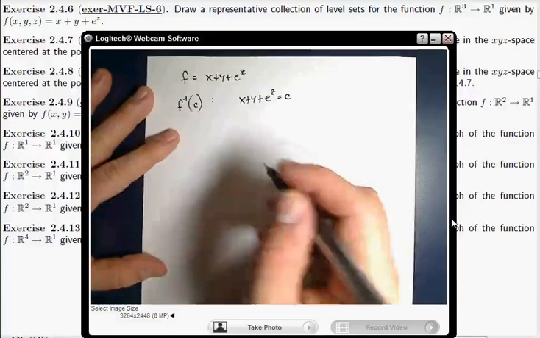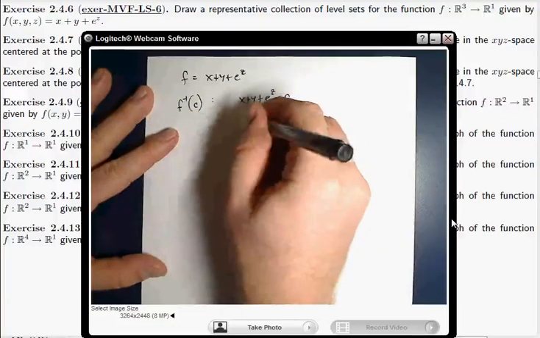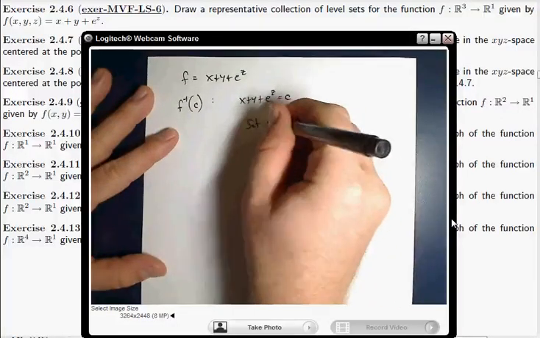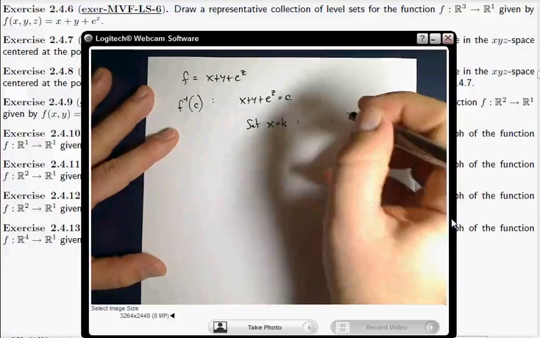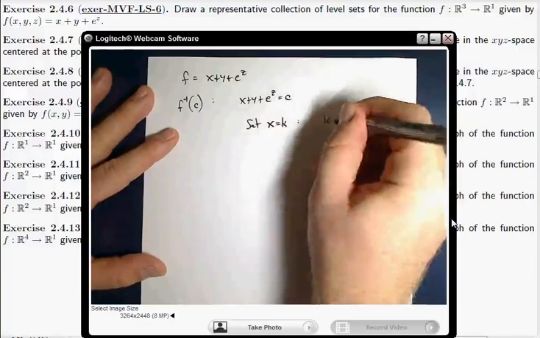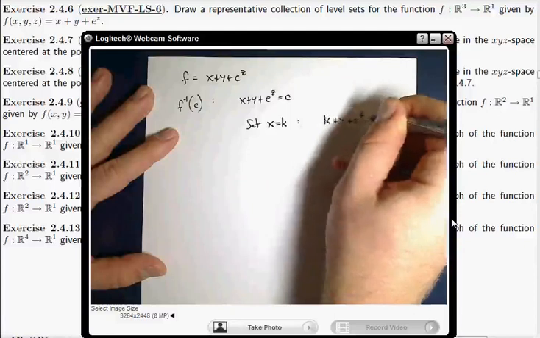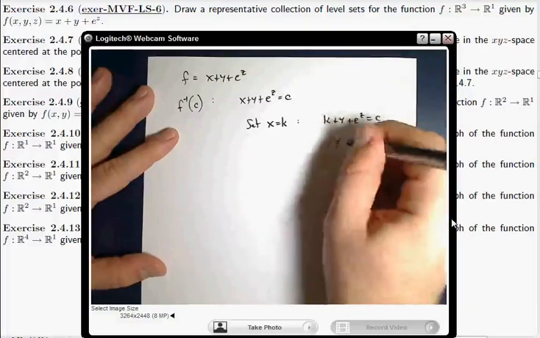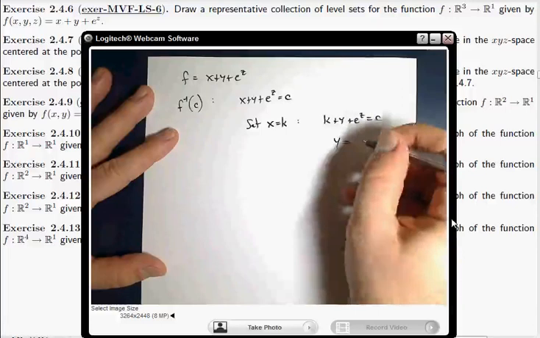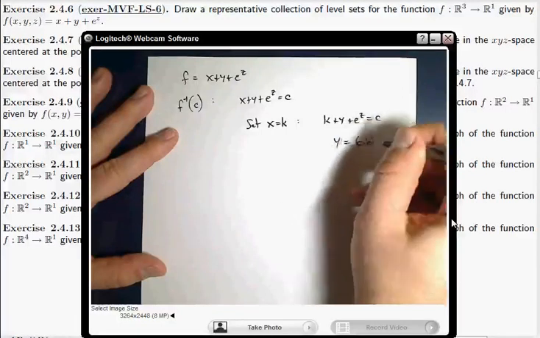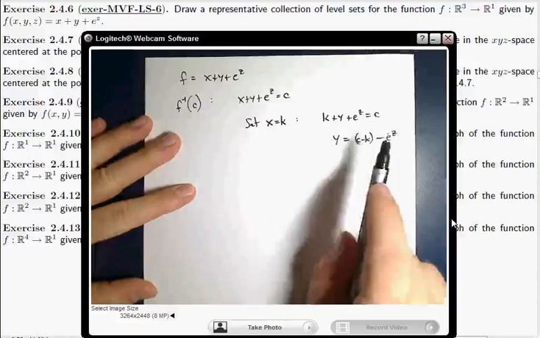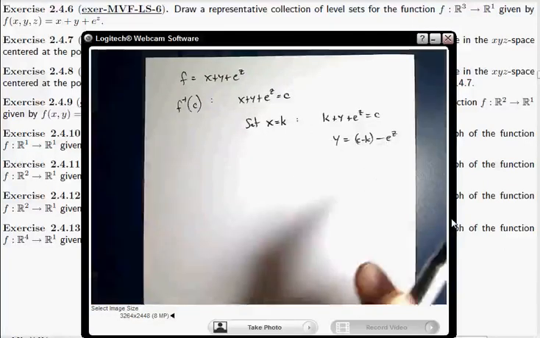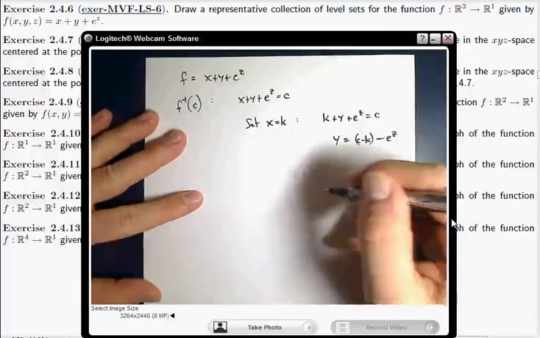So, all right, let's start taking cross sections. Maybe I'll set, I don't know, x equal to some constant k. Let's see what these things look like. Well, set x equal to k, I'm going to get k plus y plus e to the z equals c. Let's rewrite this as y equals, I've got some constants, c minus k, and then minus e to the z. So this is not that bad, right? One variable is a constant minus an exponential of another variable. So that we can kind of draw a picture of, and let's take a whack at it.